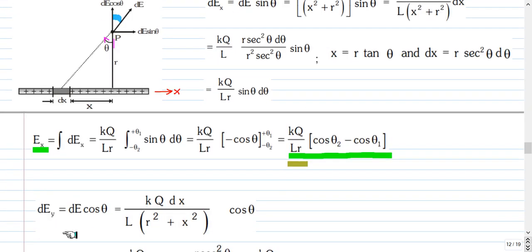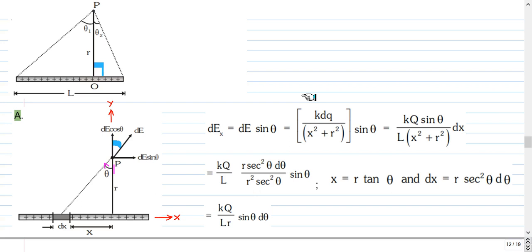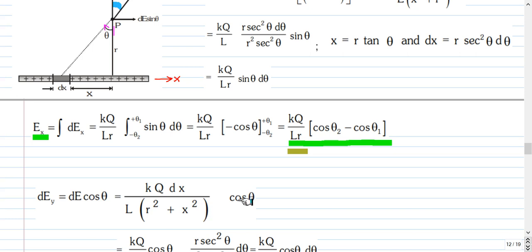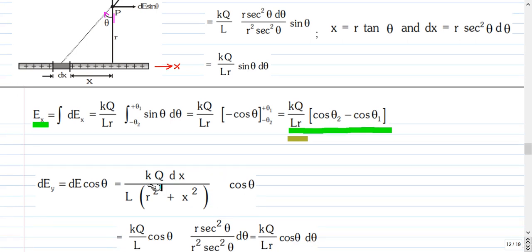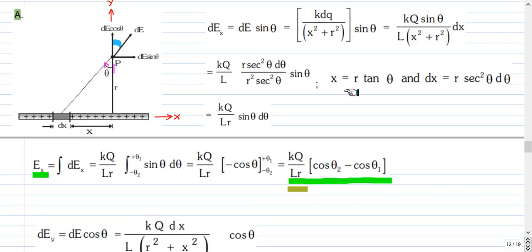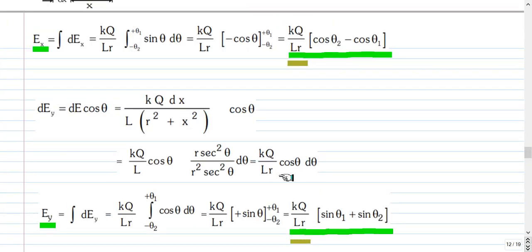Similarly, the electric field in the y direction is dE cos theta, and dE is this expression, k dq, this one, into cos theta, and dq is q by L into dx. And again using the same substitution between x and theta, and simplifying we get this one. So to get the electric field due to the total line segment, we have to integrate this one from the limits minus theta 2 to plus theta 1. So here it will become integral of cos theta, which is sin theta, and putting the limits we'll get this expression. So kq by Lr into sin theta 1 plus sin theta 2.